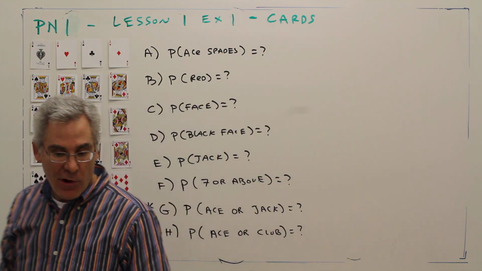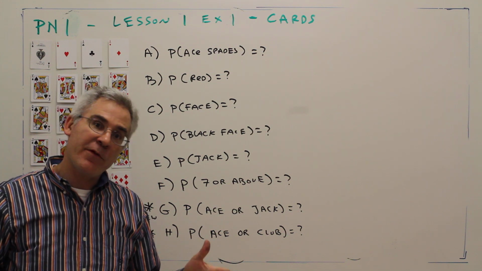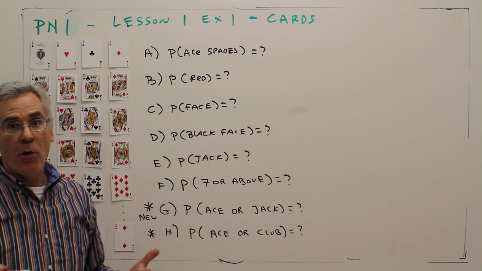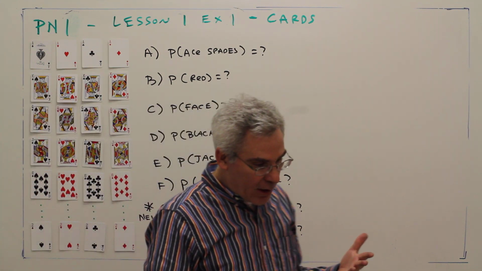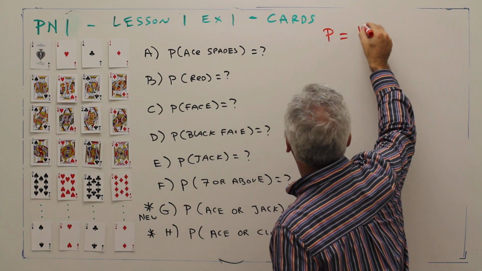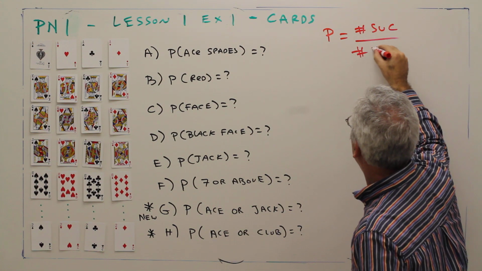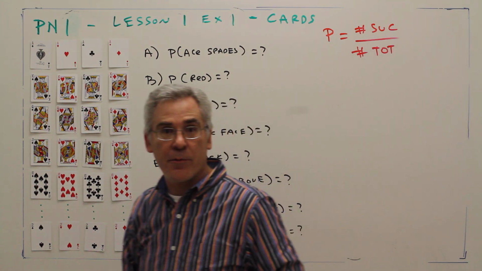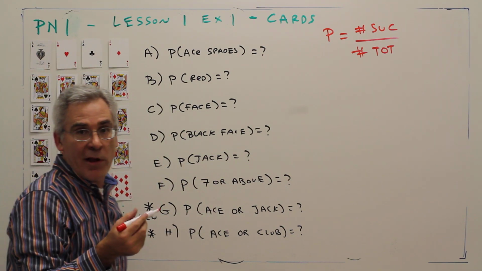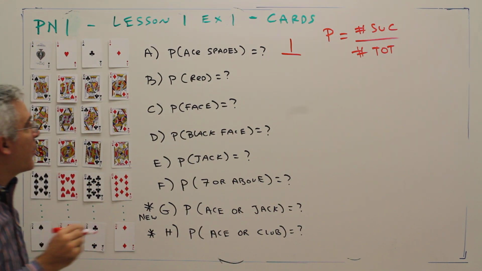Okay, so let's do a few problems. First problem, you randomly select a card out of a standard deck. What's the probability that it's the ace of spades? Well, the basic probability formula is as follows. Probability equals number of successful outcomes over number of total outcomes. There's 1 ace of spades, so there's 1 successful outcome out of a total of 52 cards.